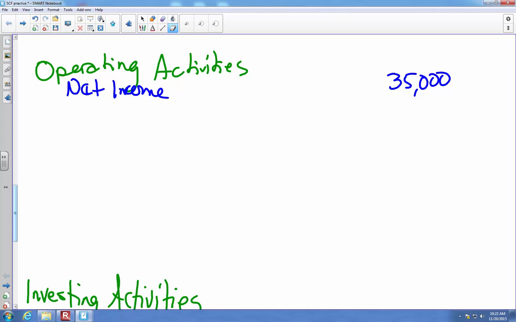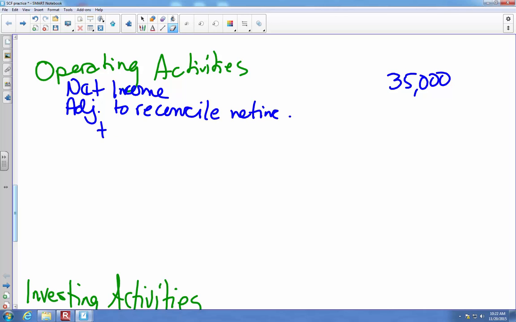Adjustments to reconcile net income to net cash flow from operations. In other words, I've got to take this 35 grand and figure out how to turn it into cash, but only from operations. Adjustments to reconcile net income, or if it was a loss, you'd write net loss, to net cash flow from operations.